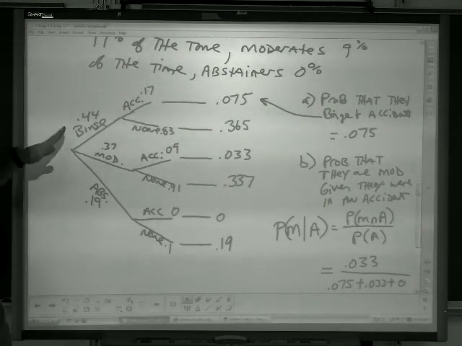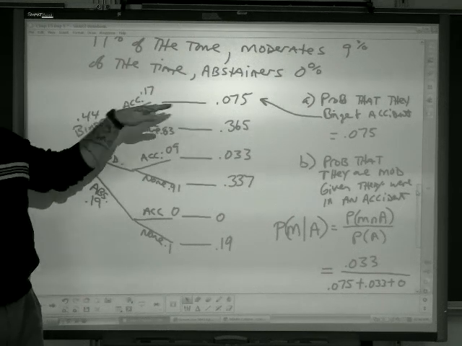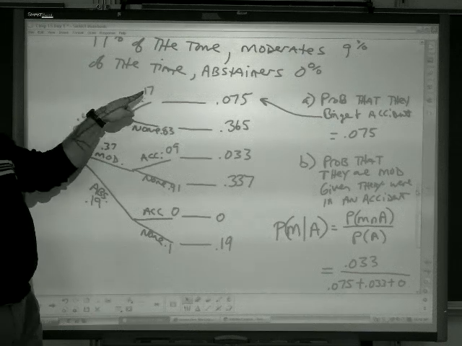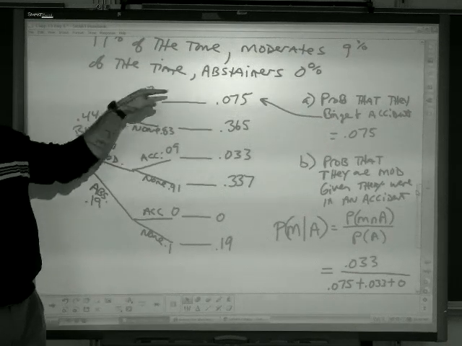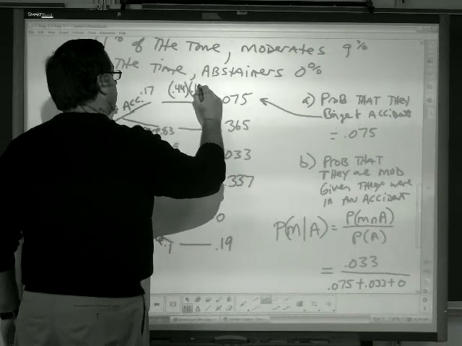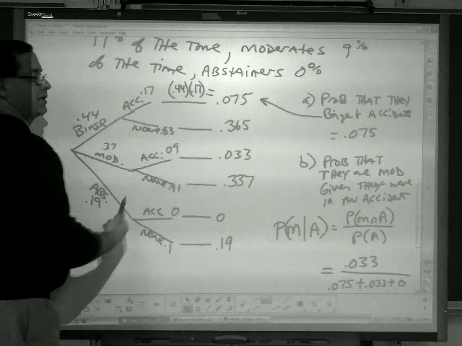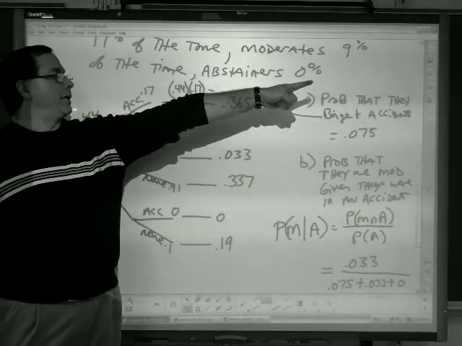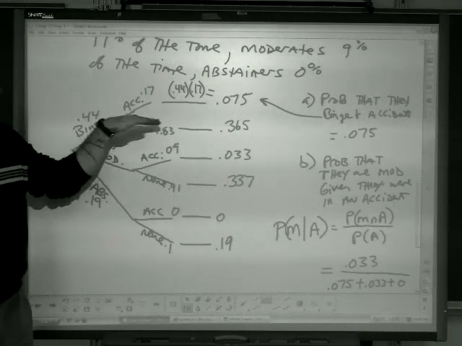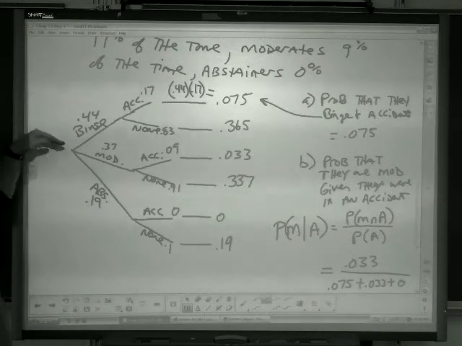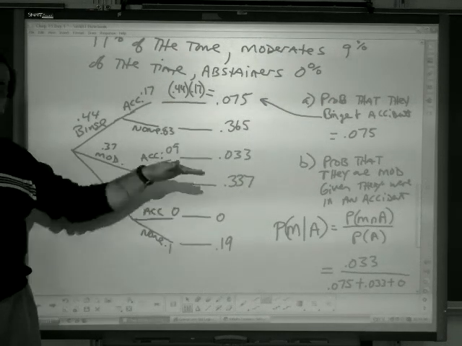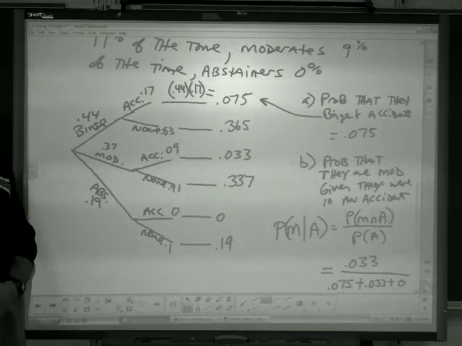And then with a tree, you have your final branch, right? Your final little limb. And so the chance that they binge and get in an accident, now our multiplication rule comes into play. This would be 0.44 times 0.17, which equals 0.075. That's the probability that they binge and get in an accident. Binge and no accident. Moderate drinker accident. Moderate drinker no accident. You just follow the trees, follow the branches, and see where you end up.